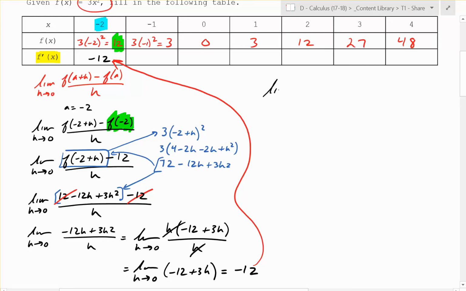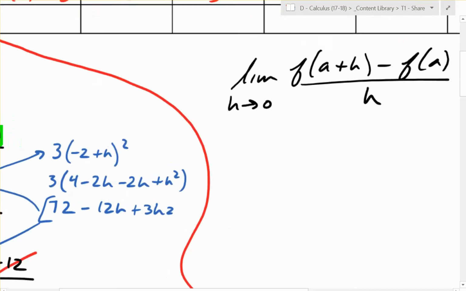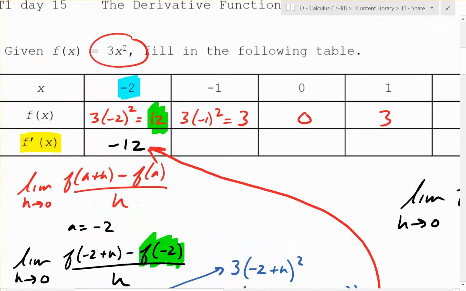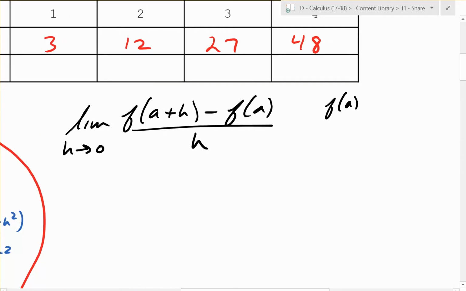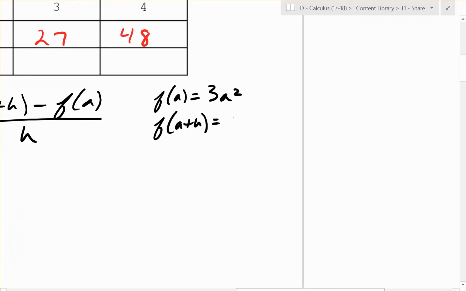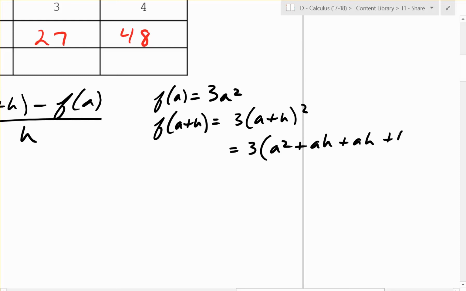So if I had the limit as h goes to 0 of f of a plus h minus f of a, and instead of plugging in -1, 0, 1, 2, 3, 4, we're going to treat a and h as regular numbers. And the function again is 3x squared. So in this case, f of a is going to be 3a squared, and f of a plus h, what's that going to be? That's going to be 3 times a plus h squared. If we multiply that out, we end up with 3 times a squared plus 2ah plus h squared.